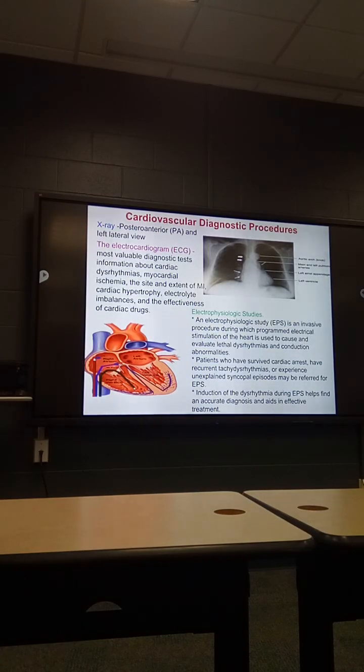ECG, we talked a little bit about this starting in campus lab. We're going to look at those rhythm strips. Do they look normal? Do they have an abnormal rhythm?